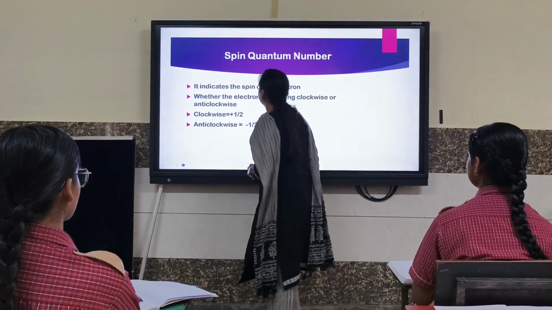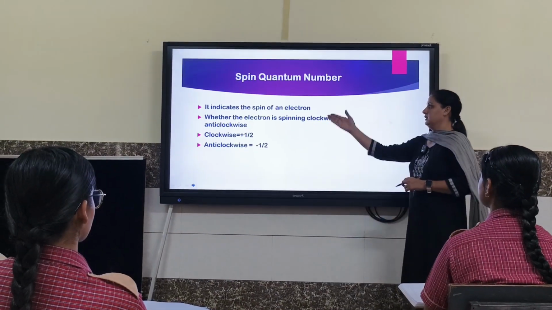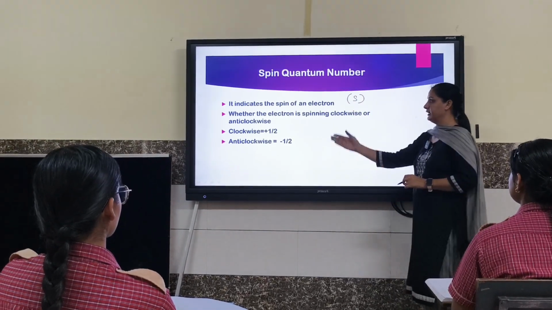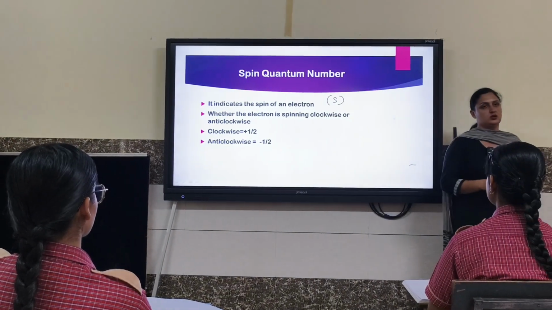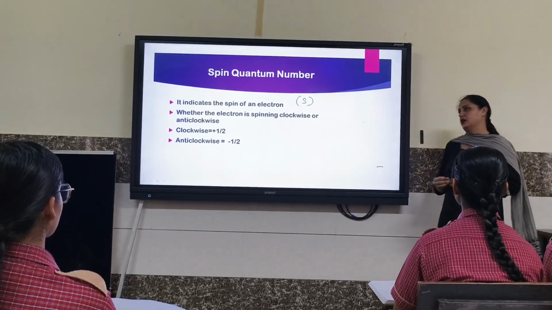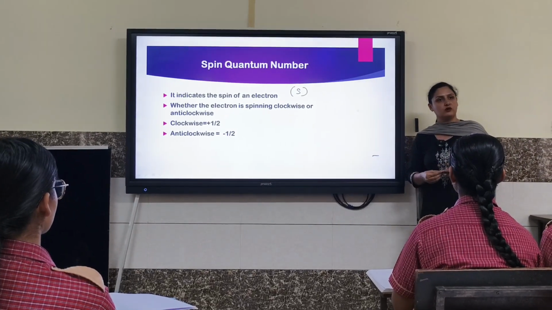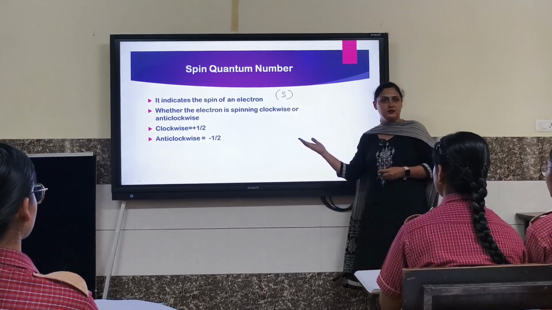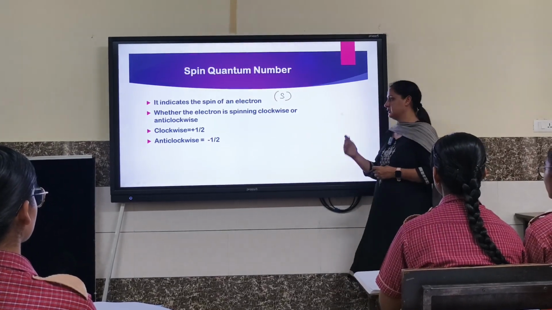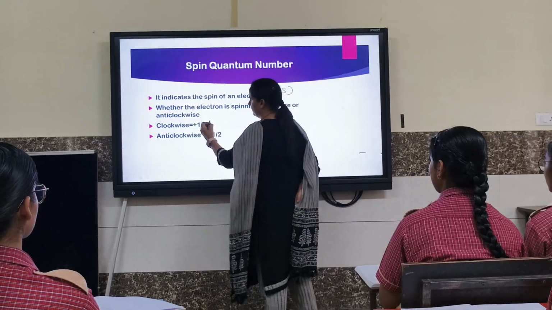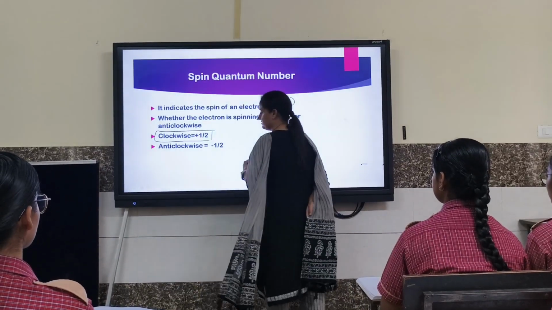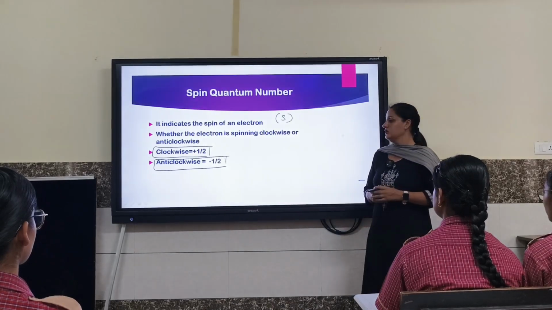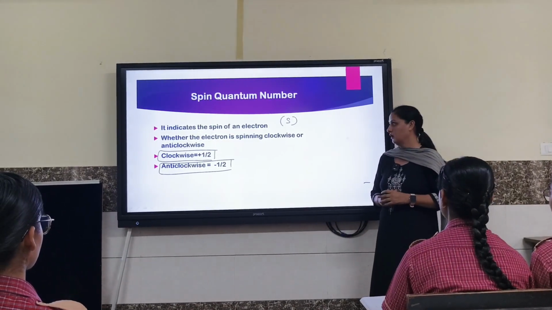The last quantum number is spin quantum number. Spin quantum number is denoted by letter s. It indicates the spin of an electron. Now what do you mean by spin? Spin means in which direction the electron is revolving around its own axis or around the nucleus. It can be plus half, it can be minus half. Plus half will be when electron is revolving in clockwise manner, and if it is rotating or revolving in anti-clockwise manner, the spin will be minus half.